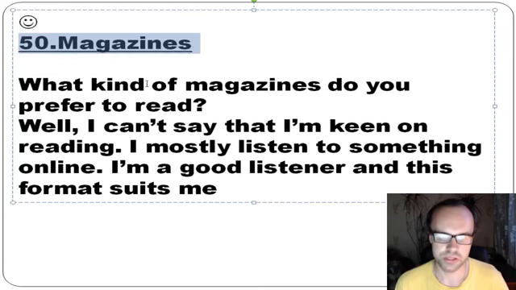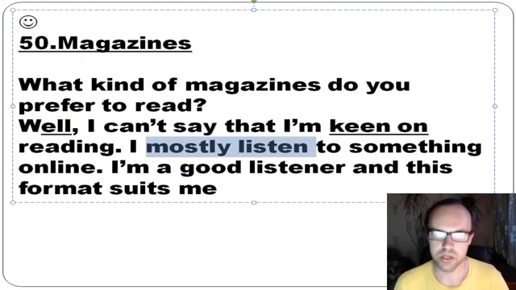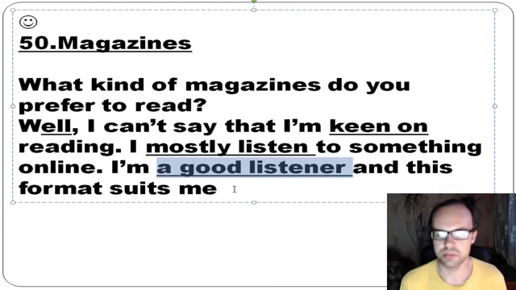Magazines. What kind of magazines do you prefer to read? Or what sort of magazines? Well, I can't say that I'm keen on reading. So we talked about it, keen on. I mostly listen, so mostly or mainly listen to something online. I'm a good listener. And this format suits me. This format is convenient for me. And you can say that I am a bad reader. So you can say you're a good listener but a bad reader.